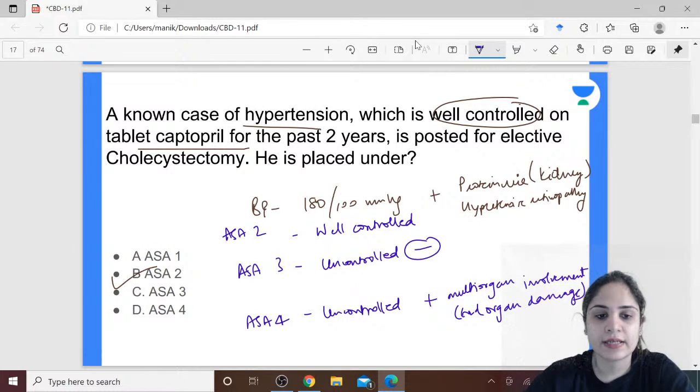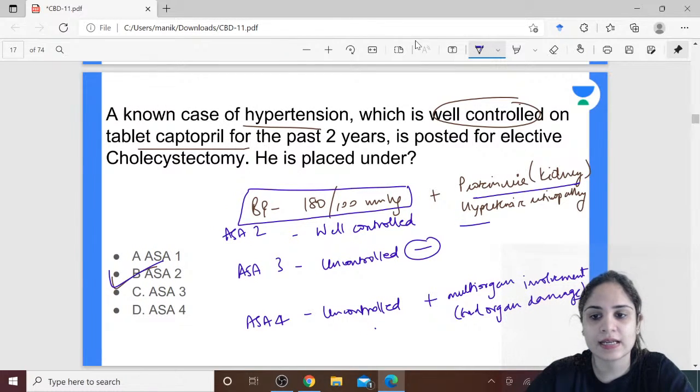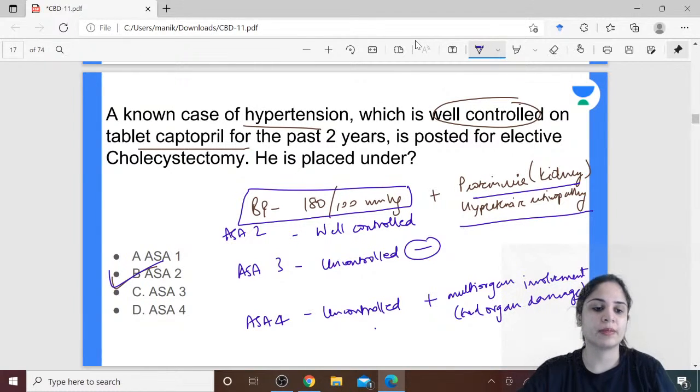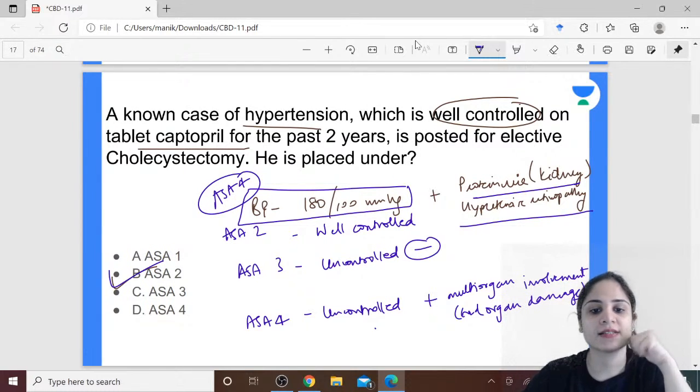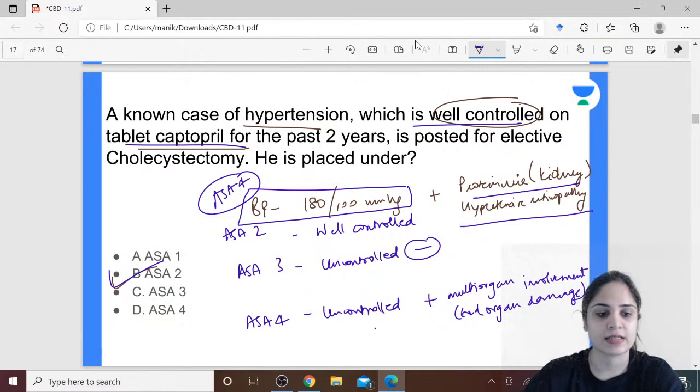So what are we getting over here? We are getting a patient who has uncontrolled BP plus his kidney is getting damaged plus his eye is getting damaged because of the hypertension. So this is someone with end organ damage plus uncontrolled BP. This guy falls in ASA classification 4. Only if he had uncontrolled BP, that would be ASA 3. And the patient in the original question has well controlled hypertension, so he is ASA classification 2.